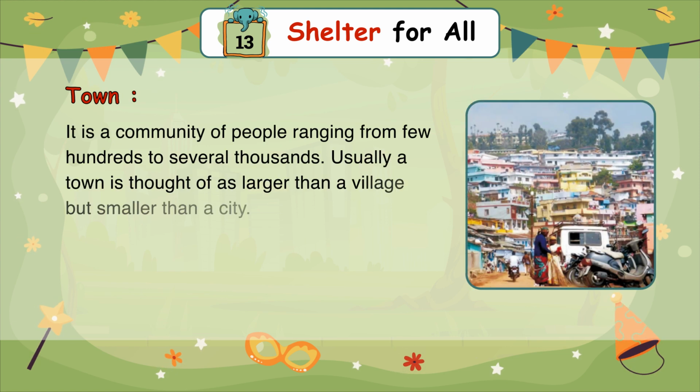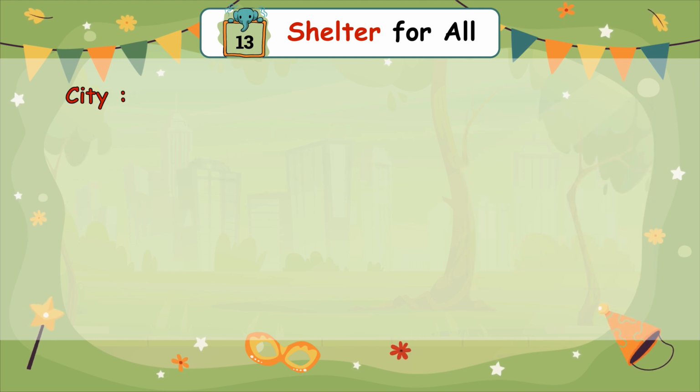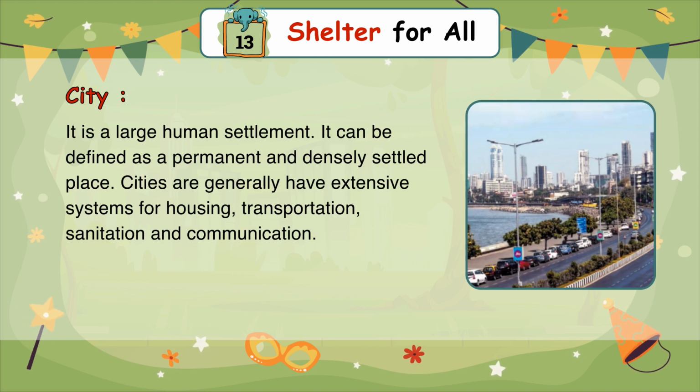Town. It is a community of people ranging from a few hundreds to several thousands. Usually a town is thought of as larger than a village but smaller than a city. City. It is a large human settlement. It can be defined as a permanent and densely settled place. Cities generally have extensive systems for housing, transportation, sanitation, and communication.